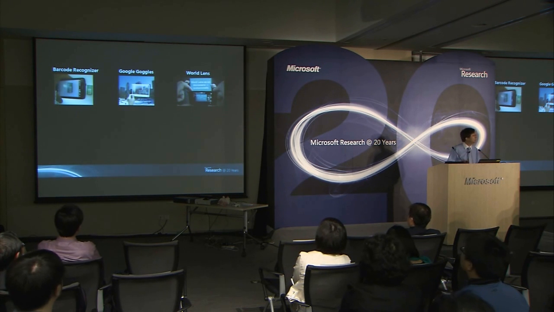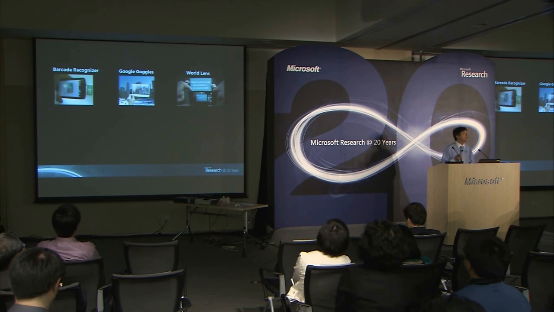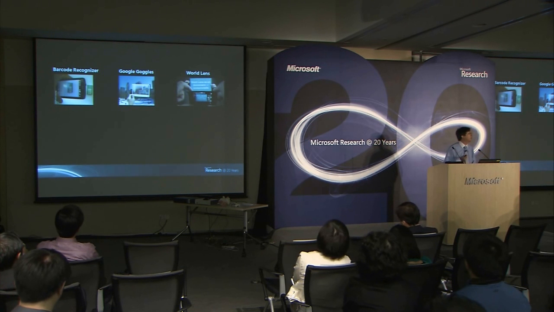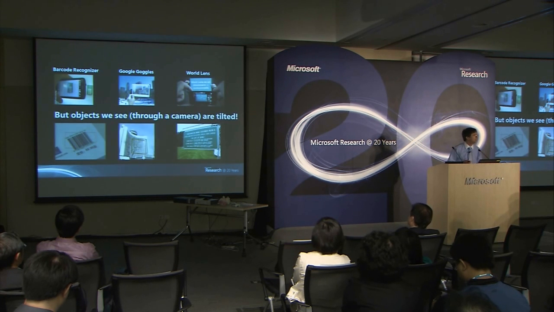We want to recognize barcodes with our cell phone, or Google Goggles has advocated ideas of recognizing any landmarks in the world using just a camera. And also Word Lens can instantaneously translate English to Spanish and vice versa. Can we do this? Right. But why have we not yet had those gadgets?